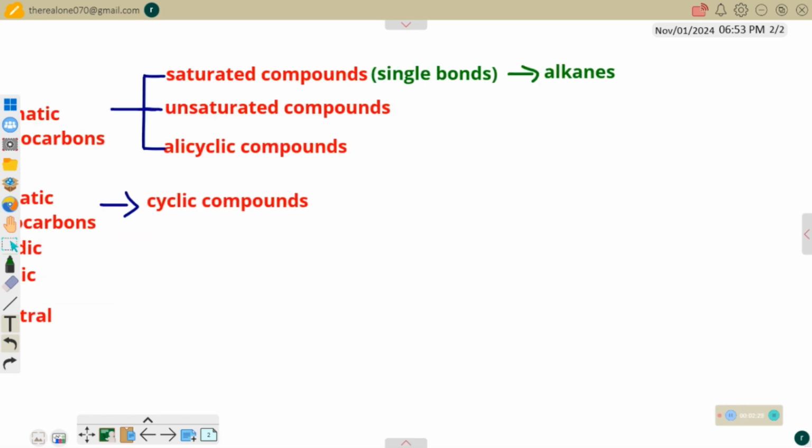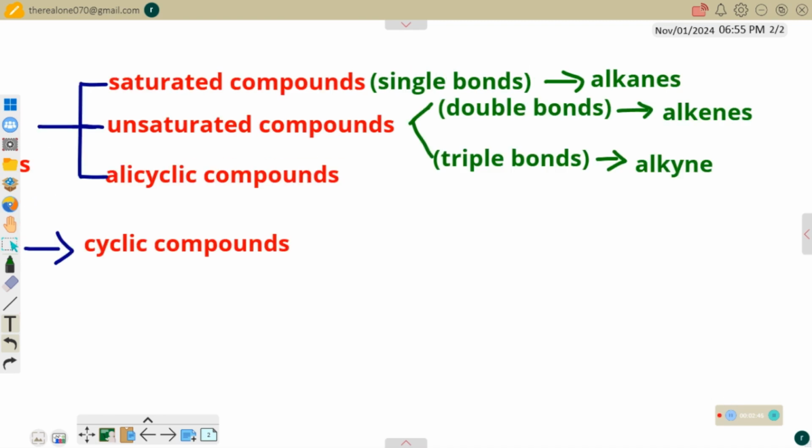Next, we have the unsaturated compounds. That is, compounds with double or triple bonds. The compounds with double bonds have the general family name alkenes, and the triple bond compounds have the general family name alkynes. Those two are unsaturated hydrocarbons.